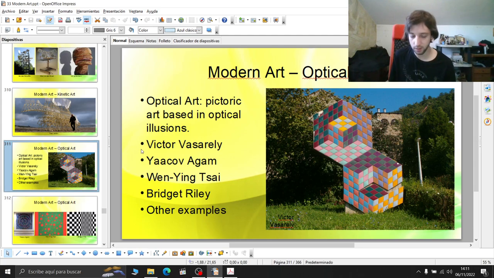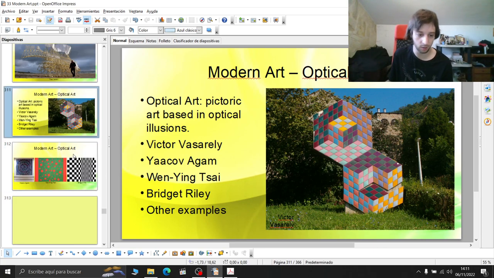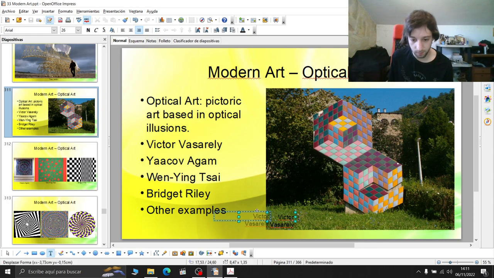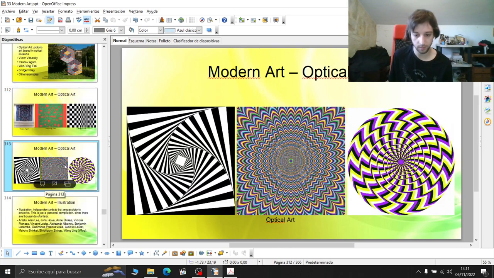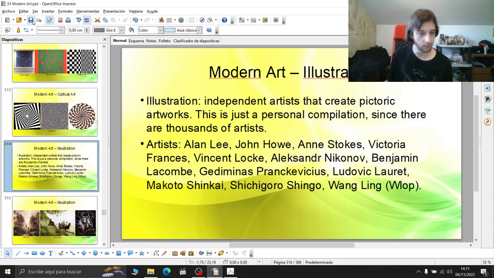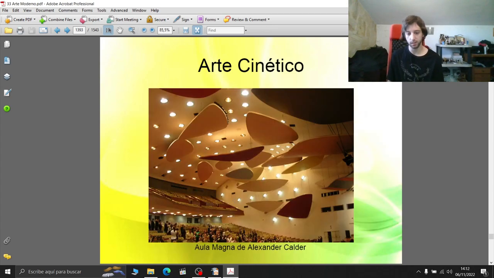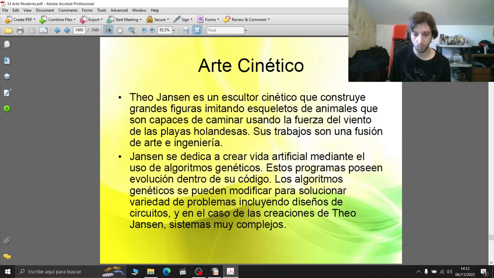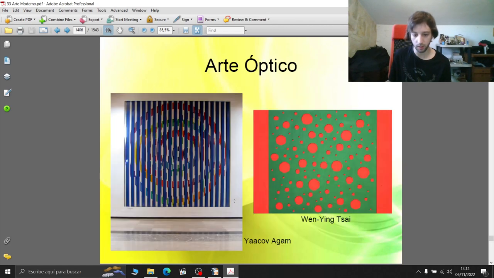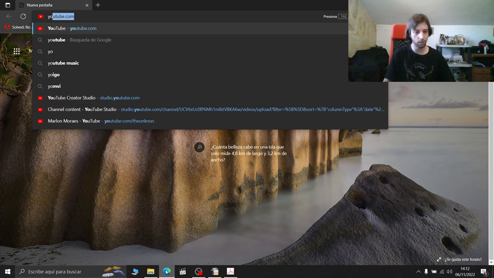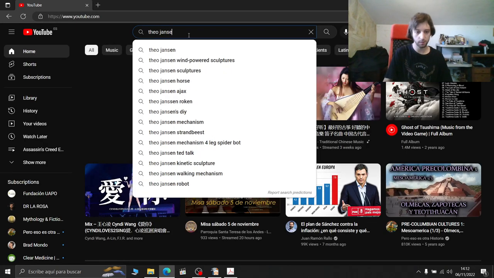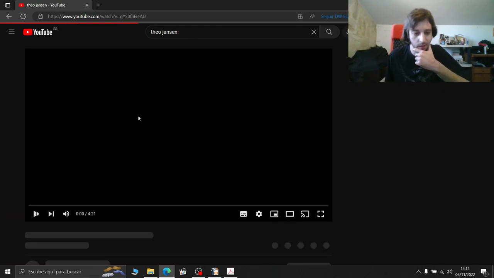Actually, I'm going to do it now. I saw optical and I saw a video of that. Optical art, pictorial art based on optical illusions, with Victor Vasarely, Yaacov Agam, Bridget Riley, and then just random examples. Here you see. Then this is illustration. Yeah, kinetic art. And optical art. Okay, I saw the Theo Jansen. It's very cool.